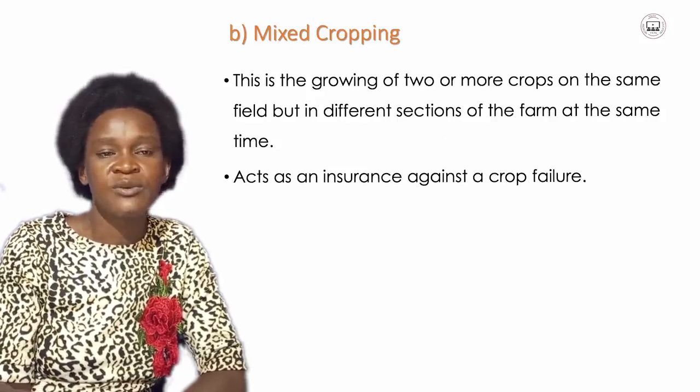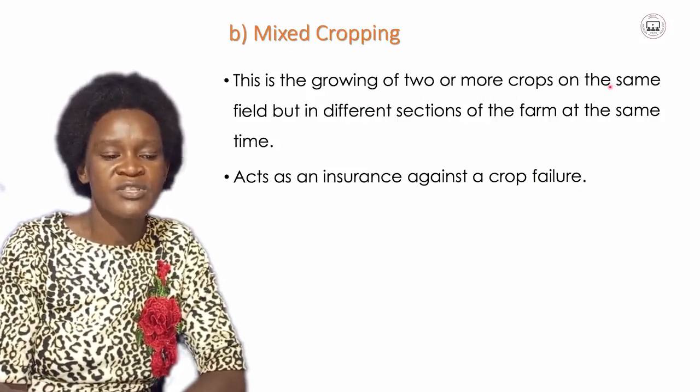Then we have mixed cropping. This is the growing of two or more crops on the same field, but in different sections of the farm at the same time.